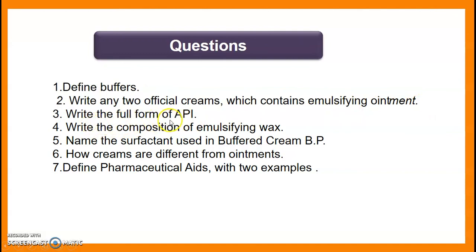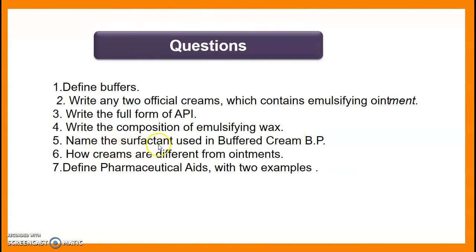Then write the full form of the API. API means active pharmaceutical ingredient. Write the composition of the emulsifying wax. We know that for emulsifying wax, liquid paraffin and white petroleum jelly are required for the preparation of emulsifying wax.